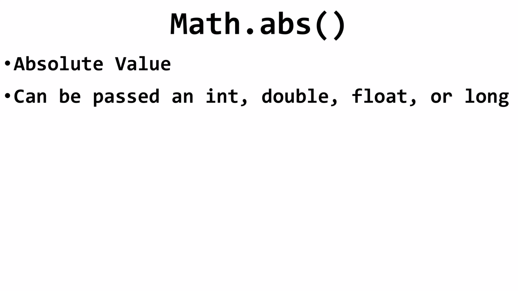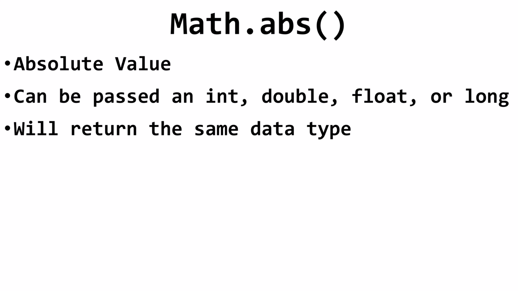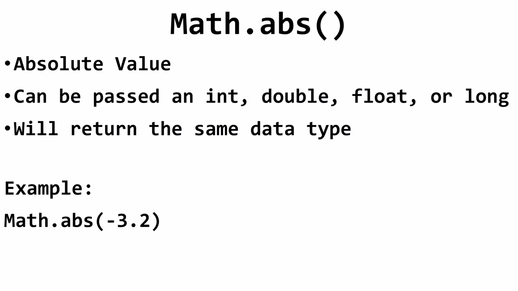Math.abs. This method calculates the absolute value of a number. We can pass the abs method an int, a double, a float, or a long. The abs method will always return the same data type as what it was passed. Here's an example. If we pass Math.abs the double -3.2, it will return the double 3.2.